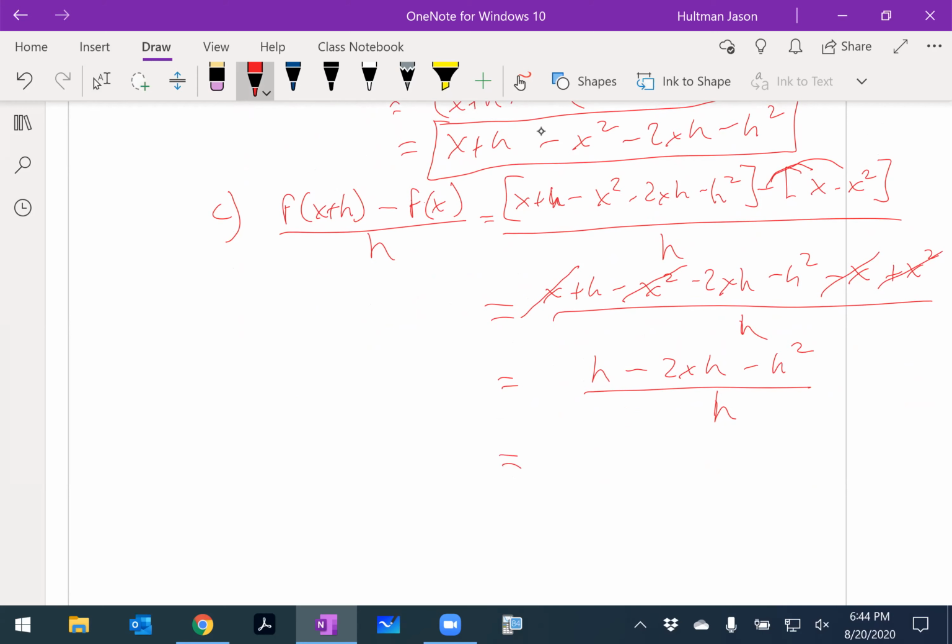Okay, so I'm going to factor out an h now from the top. So this becomes 1 minus 2x minus h all over h. Cancel out the h's. And then this is equal to 1 minus 2x minus h. Boom, nice. That is some good math right there.